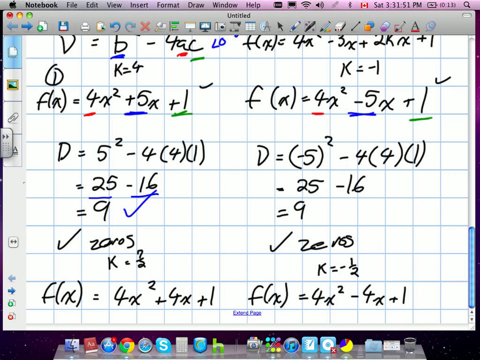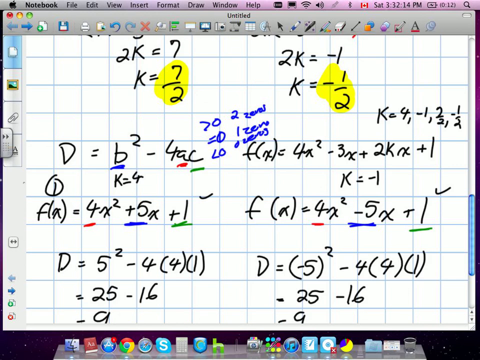We got b, which was our 5 squared, minus 4 times 4 times 1, which gave me 25 minus 16, which gave me 9. So that option does have 2 zeros. The other option, I put -5 in for the b, and times -4 times 4 times 1 gives me 25 minus 16. Again, positive 9.